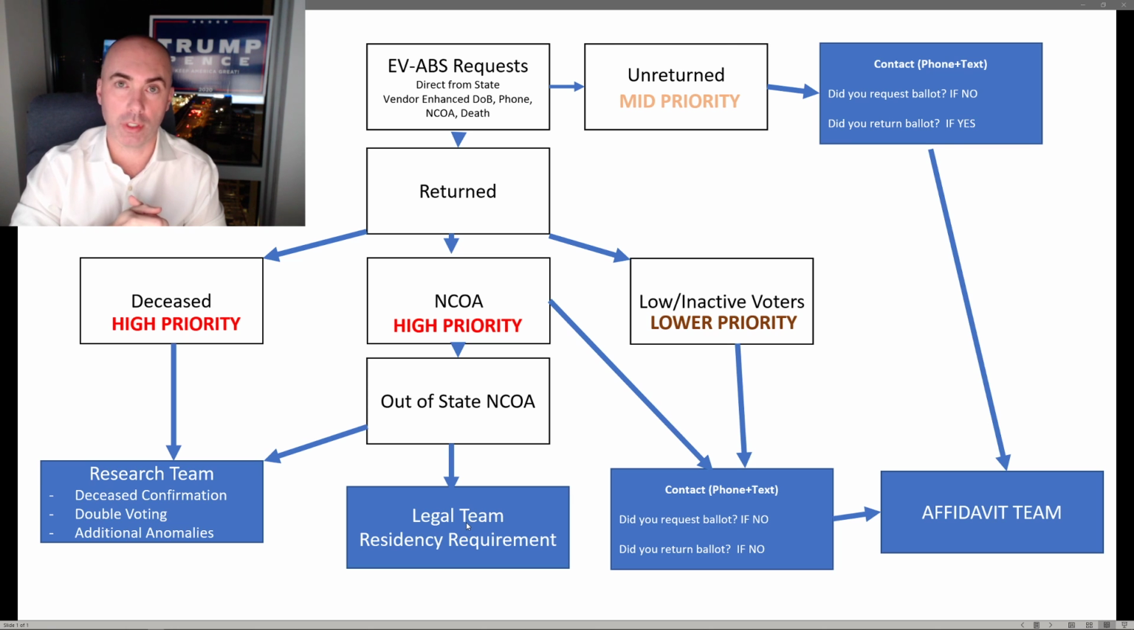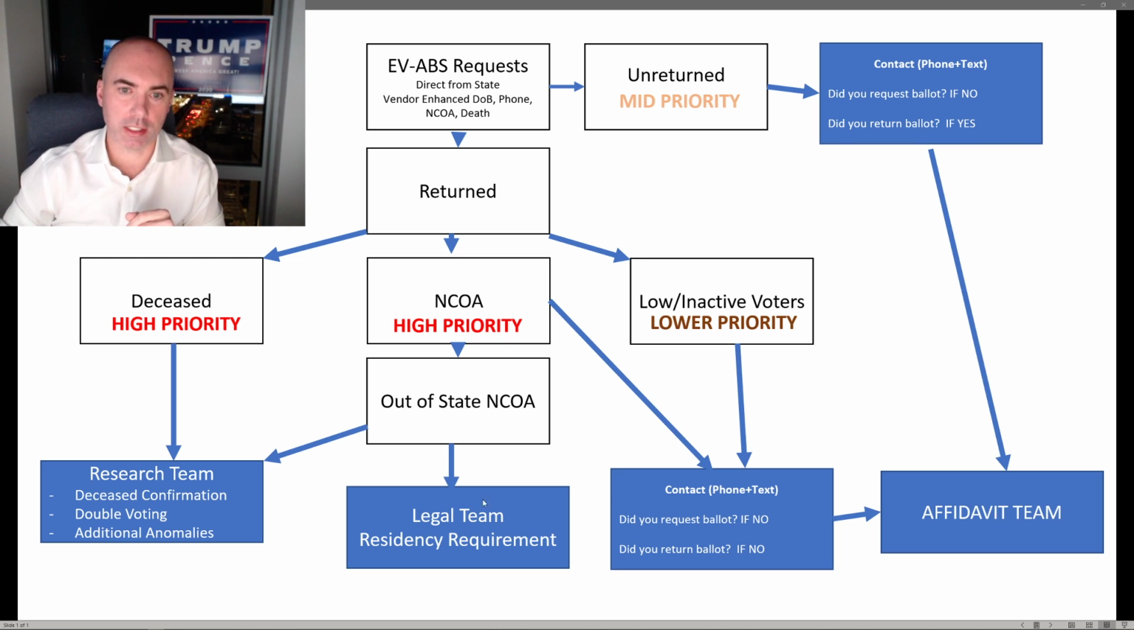We're also going to have our research team look at that, because one of the most tried and true ways of detecting illegal ballots is that somebody moved away, they requested an absentee ballot, got it, voted, but also voted in their home state. So we're going to look for cases of double voting by comparing our target states to other states, particularly adjacent states that people are most likely to have moved to.